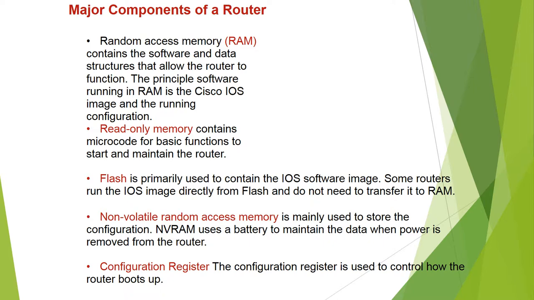Non-volatile random access memory is mainly used to store the configuration. NVRAM uses a battery to maintain the data when power is removed from the router. Configuration register: the configuration register is used to control how the router boots up.